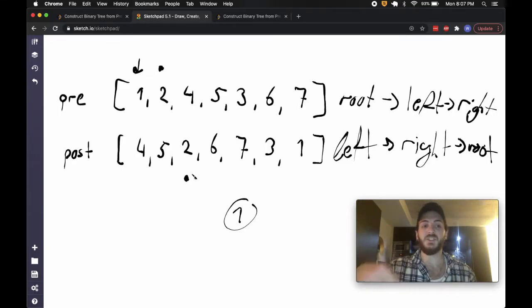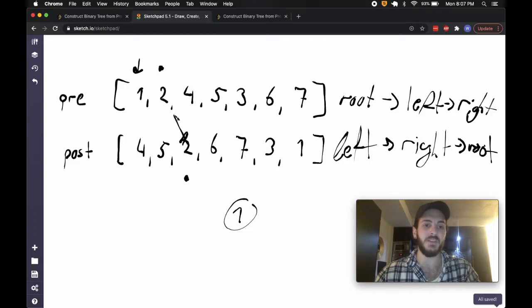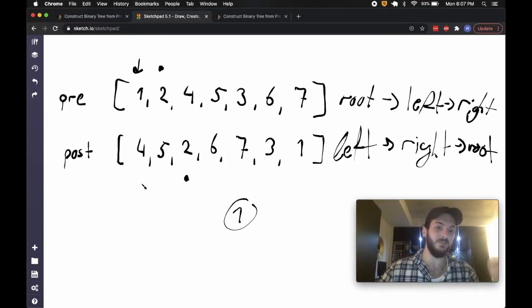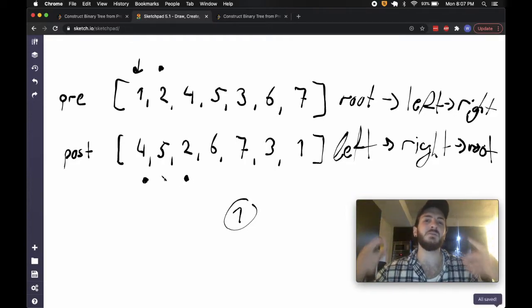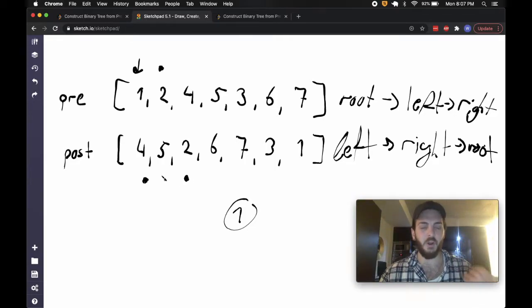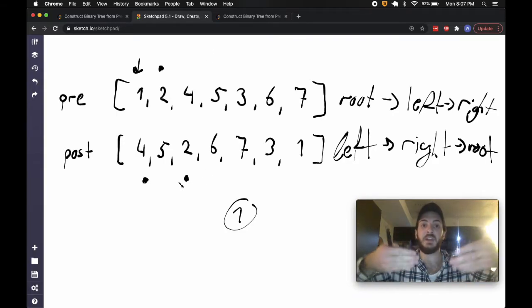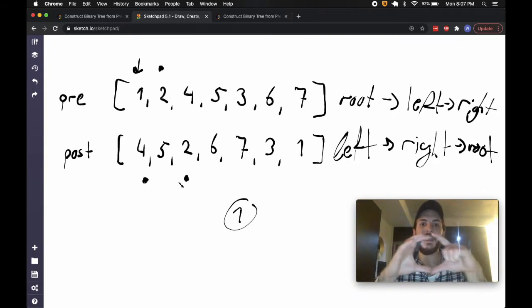If I can identify this 2 in the post-order traversal right here, they represent the same node, that will be the end of my left subtree. The beginning will be, well, all the way here. This is going to represent my left subtree for that reason. We can think through this as we're making a recursive call on our initial call with these traversals, and not necessarily as we're taking further steps down. If we can understand how to set up the first recursive call we're going to make, the rest of them we're going to get for free, all right?